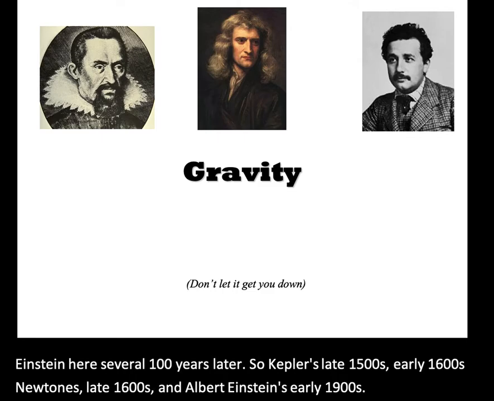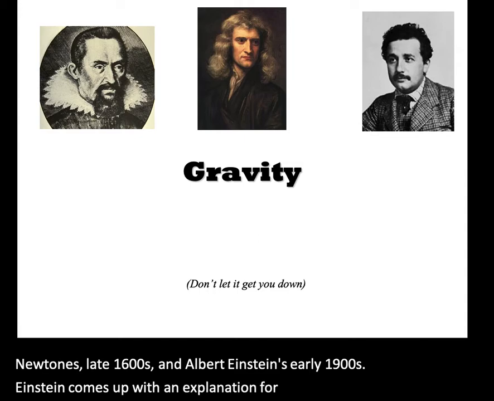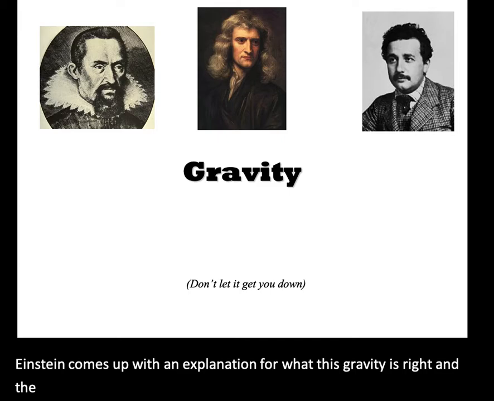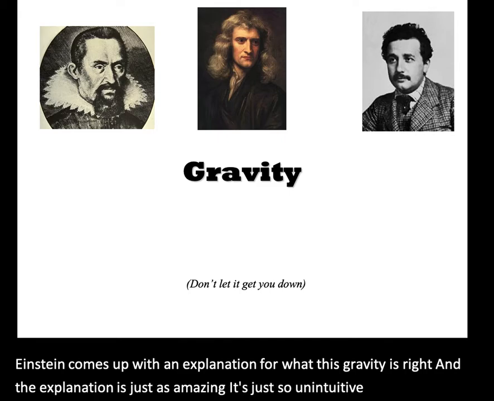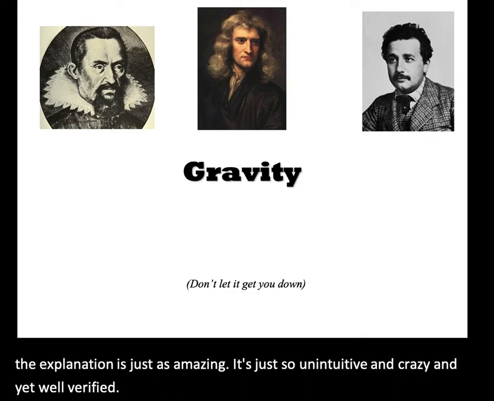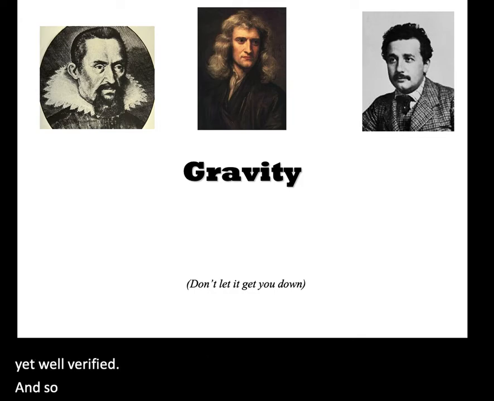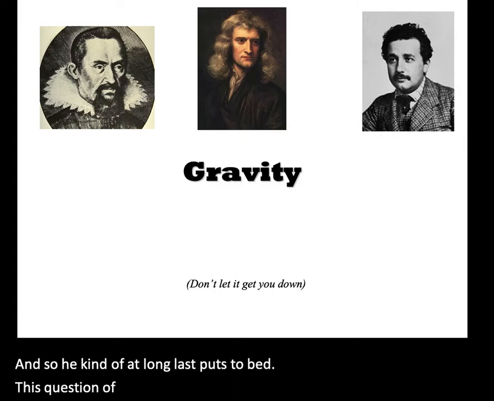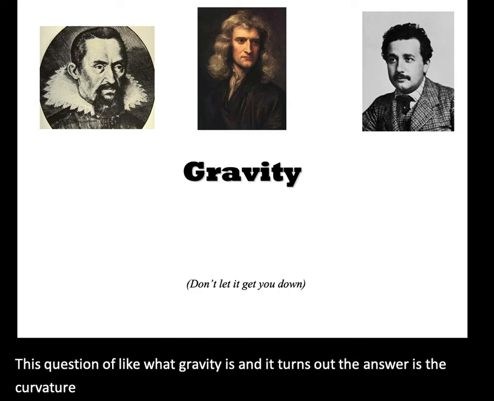Einstein comes up with an explanation for what this gravity is, right? And the explanation is just amazing. It's so unintuitive and crazy, and yet well verified. And so he, kind of at long last, puts to bed this question of what gravity is, and it turns out the answer is the curvature of space-time by mass.